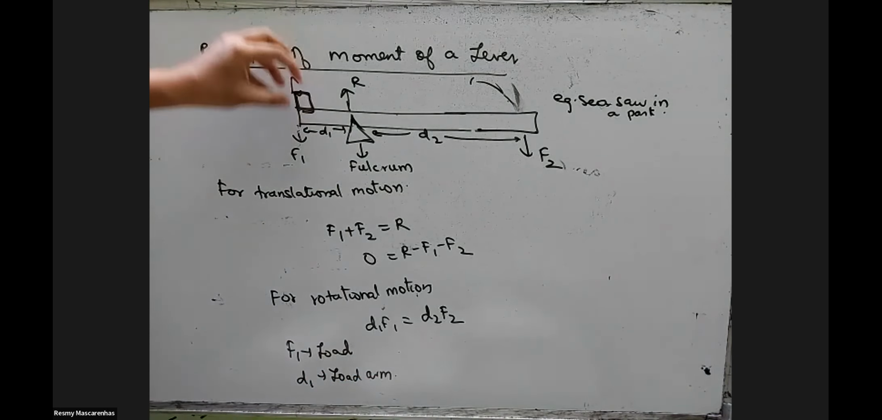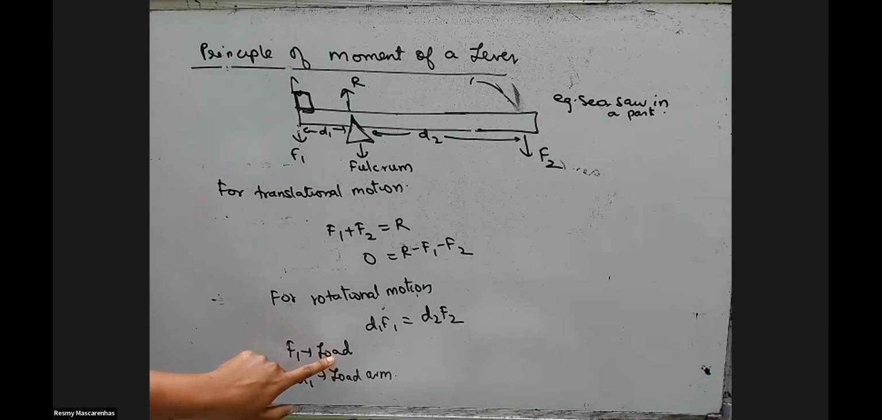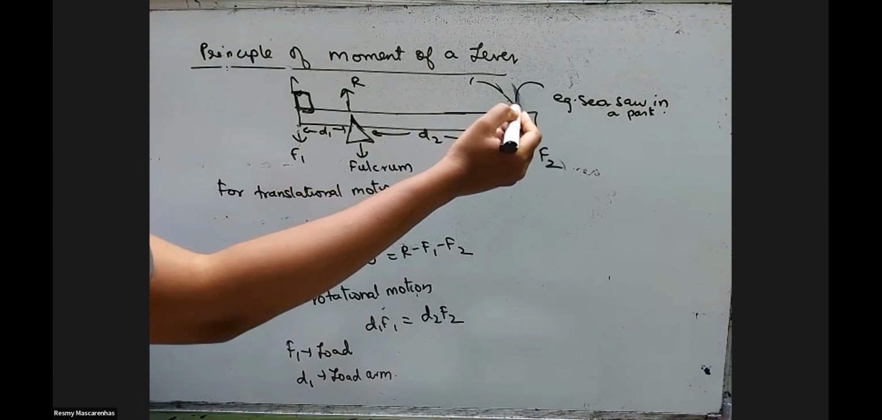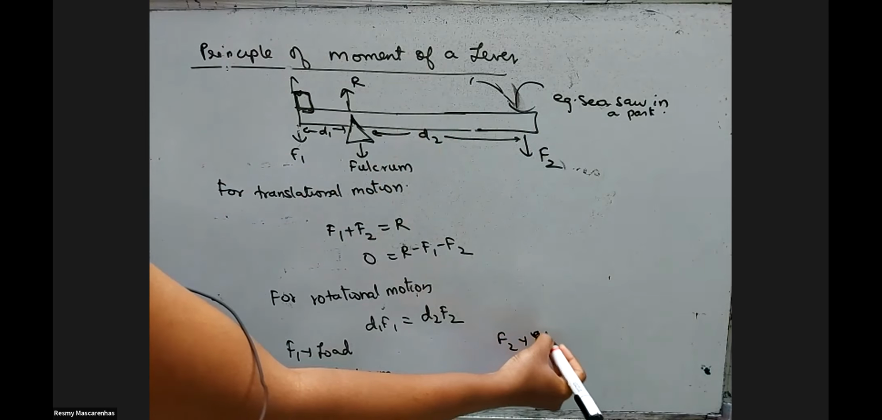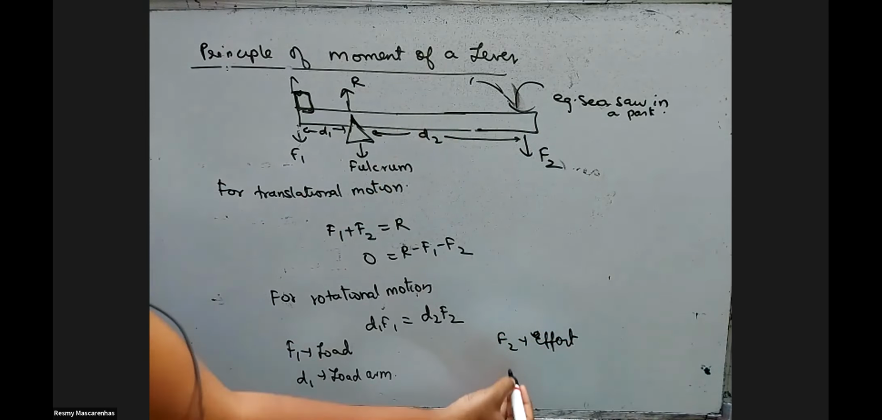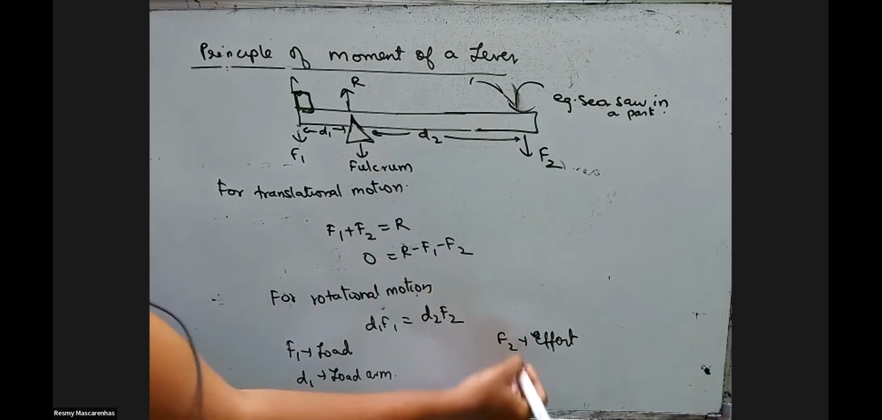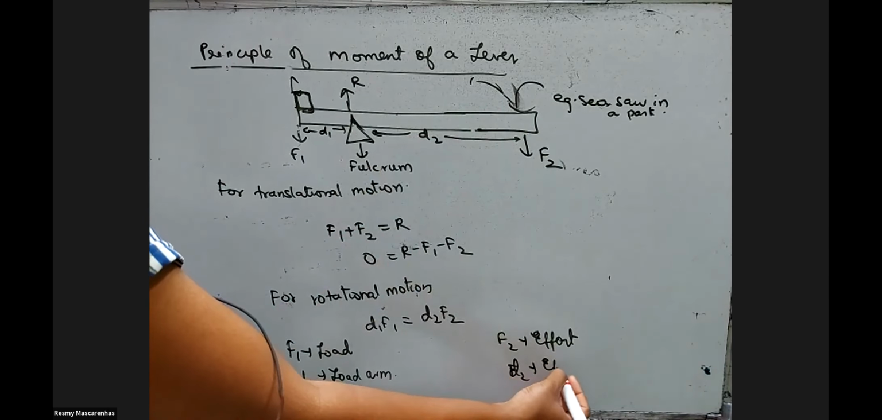Now a person went and sat here. This is load and this is the load arm. Now you have to put some effort to balance this, because now someone has to come and balance this. So F2 will be called as effort, and in the same way D2 will be called as the effort arm.